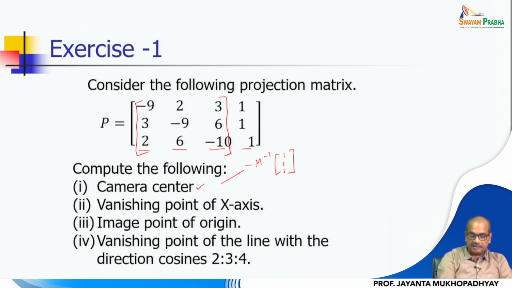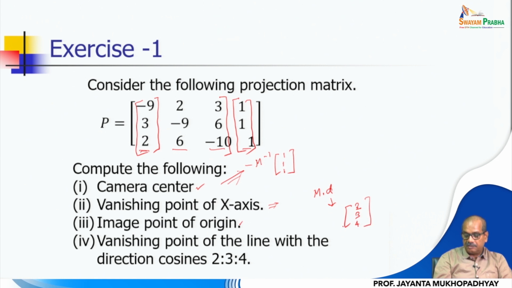That would give you the camera center. Or you can use Cramer's rule. Then the vanishing point of x-axis is this column vector P1. That is the column vector. Image point of the origin: we know that this 4th column vector is the image point of the origin, or the vanishing point of the line with the direction cosines 2:3:4. So we know this can be represented as M into D, where D is given by 2, 3, 4, and M is given by this 3×3 submatrix.